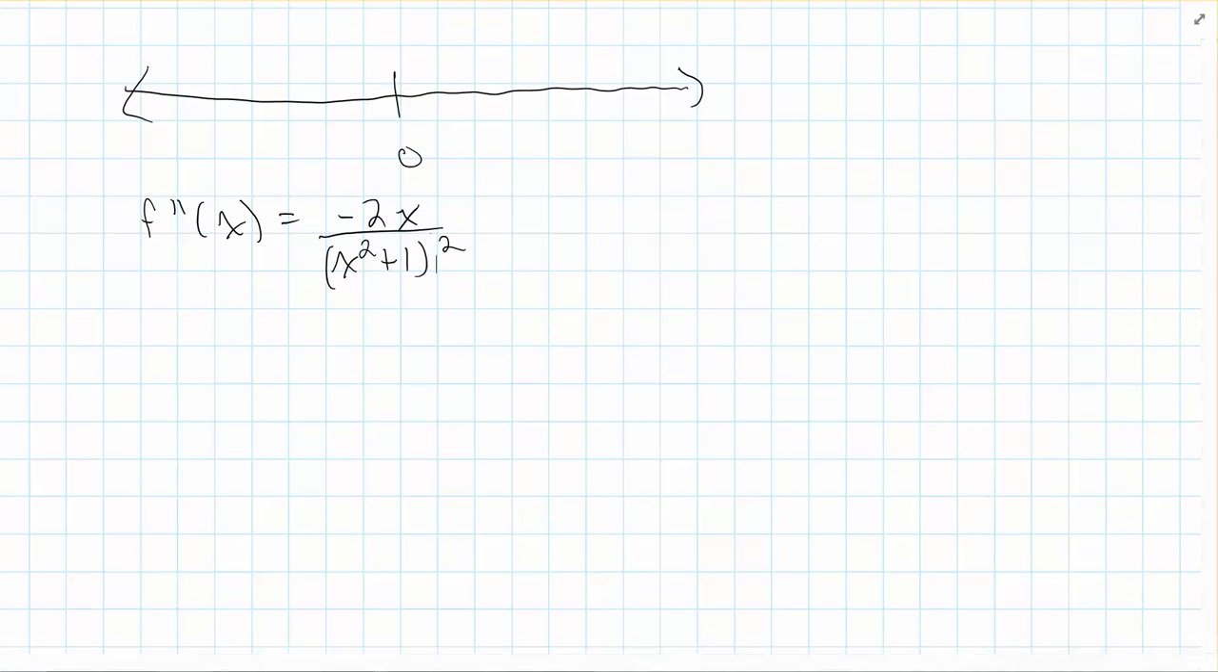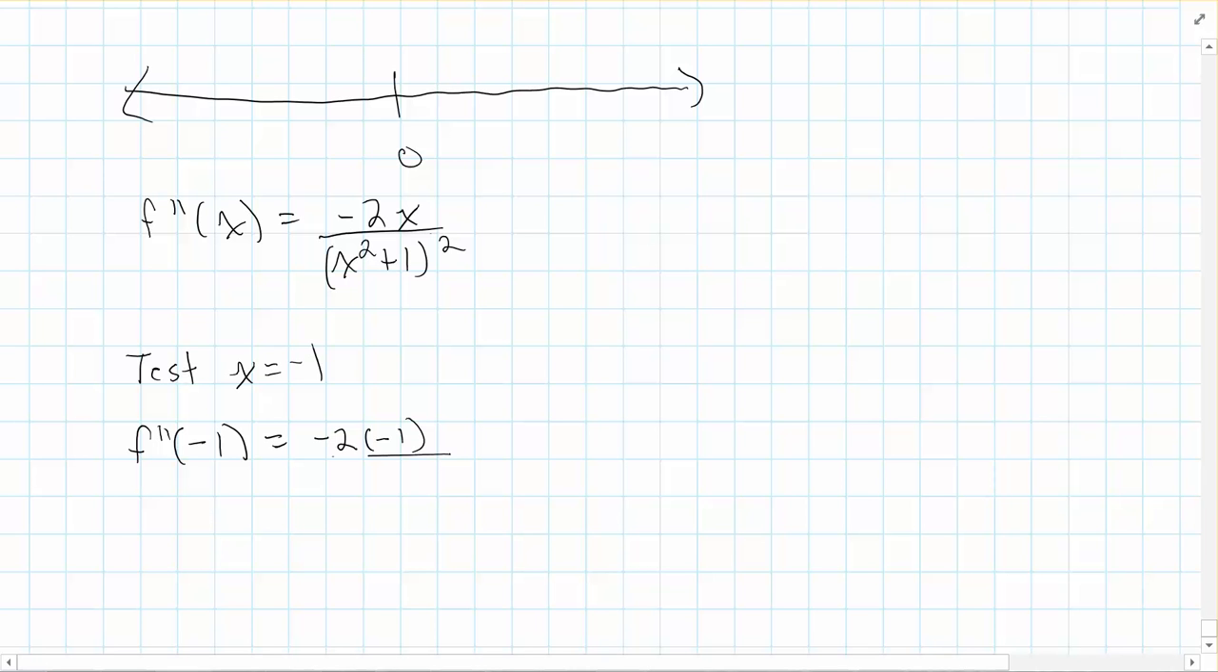And now we just have to test some numbers here. So, for instance, I might just go ahead and test x equals negative 1. And if we do that, we get f double prime at negative 1 is equal to negative 2 times negative 1 over negative 1 squared plus 1 squared, which would be 2 over 4. And I mean, I could simplify that down if I wanted to, but the key thing here is that's positive, so that means that we are concave up for that interval.